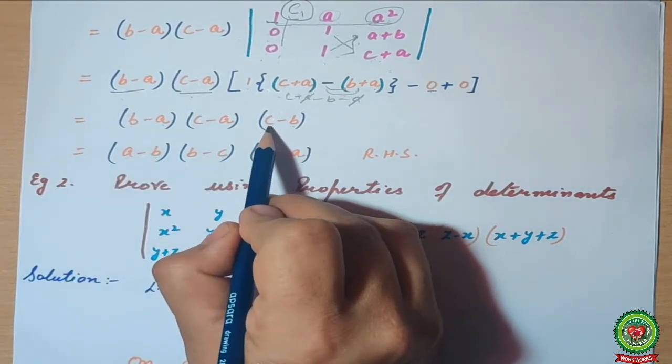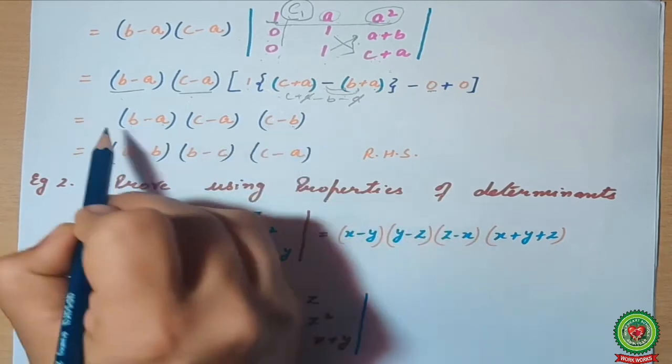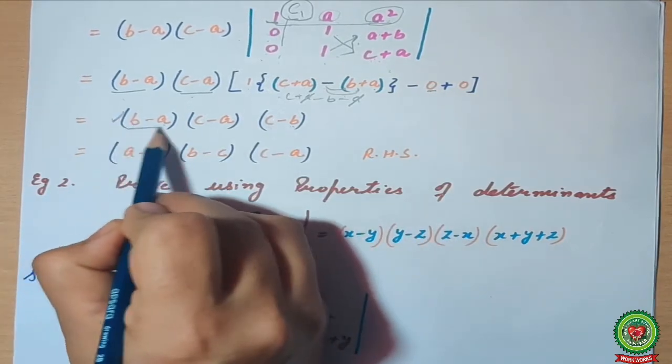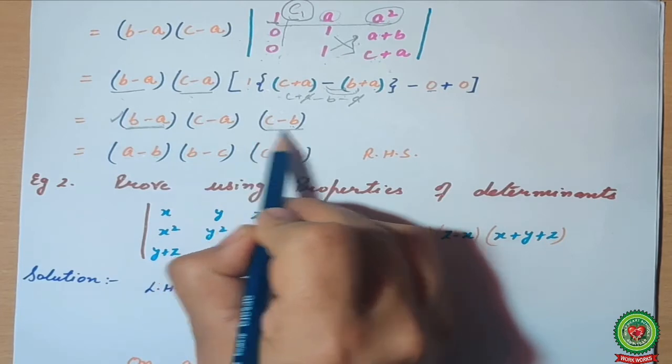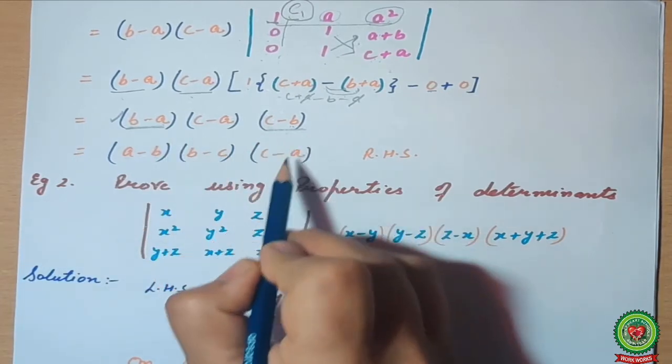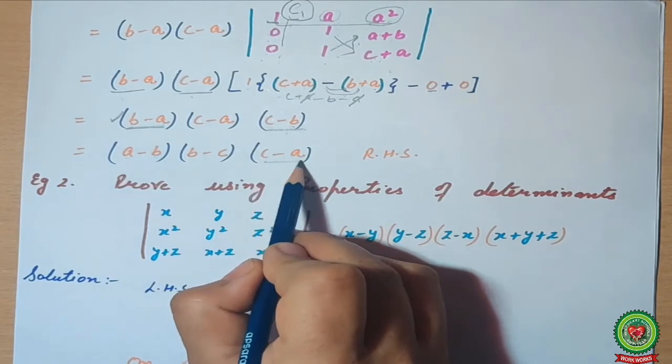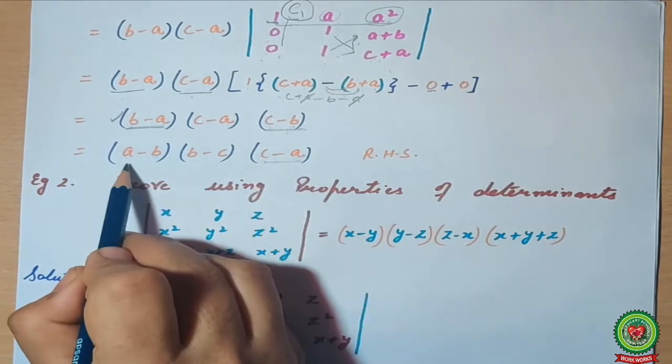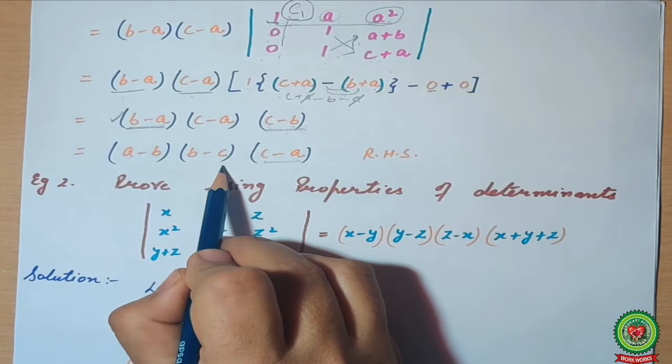So when you take one negative sign from the first bracket, one negative sign from the second bracket, and one negative sign from this last bracket, two negative signs become a positive sign. And you are having the third bracket as it is, C minus A. Now, these are the right hand side.